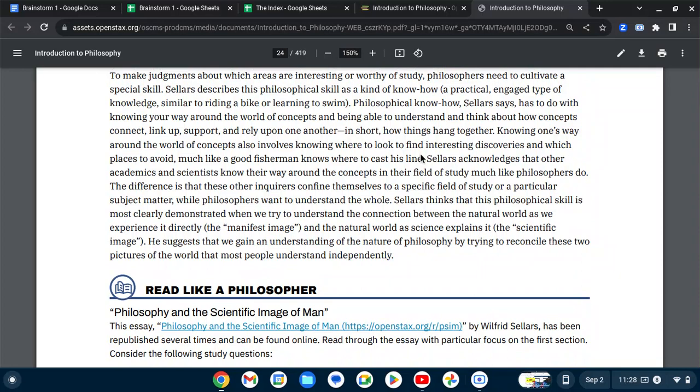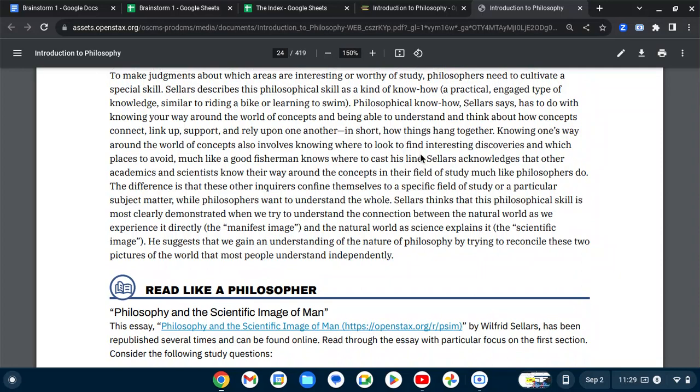Knowing one's way around the world of concepts also involves knowing where to look to find interesting discoveries and which places to avoid. Much like a good fisherman knows where to cast his line, Sellars acknowledges that other academics and scientists know their way around the concepts in their field of study, much like the philosophers do. The difference is that these other inquirers confine themselves to a specific field of study or a particular subject matter, while philosophers want to understand the whole.